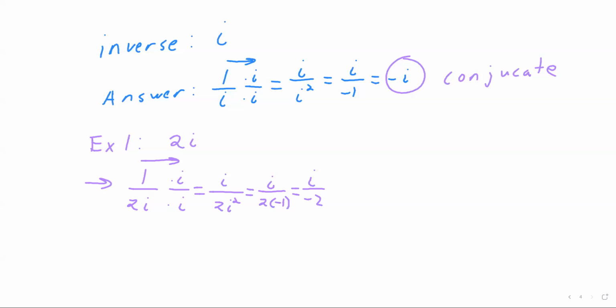If you would have multiplied by 2i, you would have come to this conclusion: 2i over -4. What does 2 and 4 have in common? There you go. So then that would just go right back to i over -2.